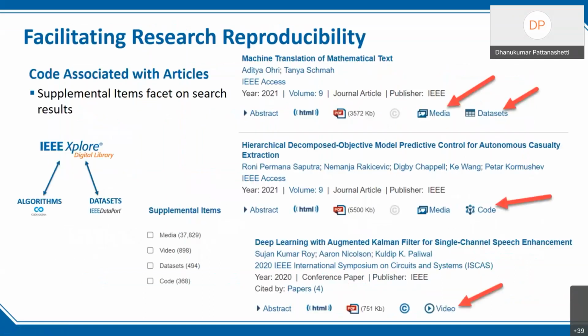Here, when you are in the IEEE Xplore digital library, there is code associated with the article. Sometimes there are datasets, media, video, etc. You can look at some of the icons here. This one means media, that is, an animation file, an audio file, a video file, or maybe a slide deck which is part of this article.